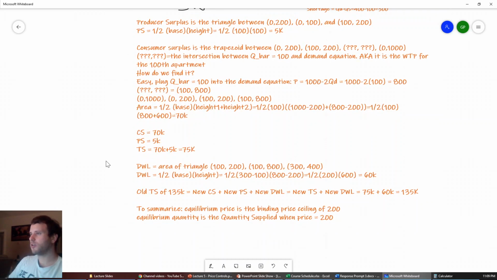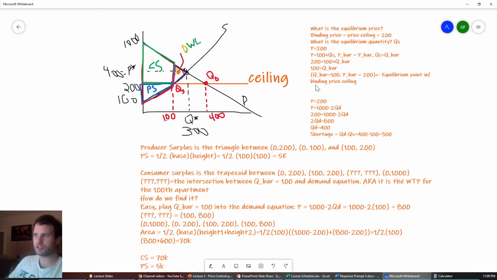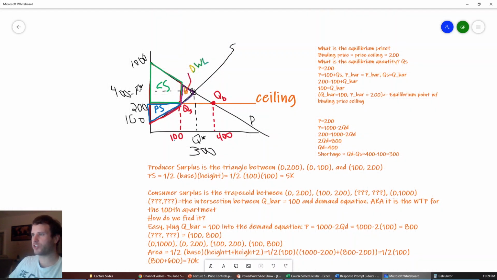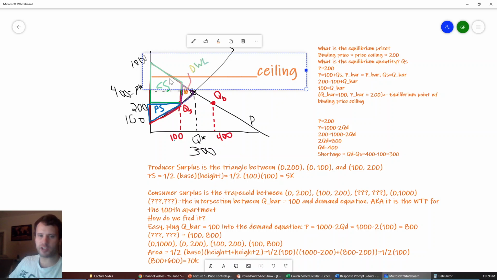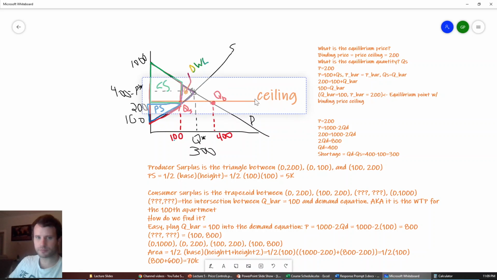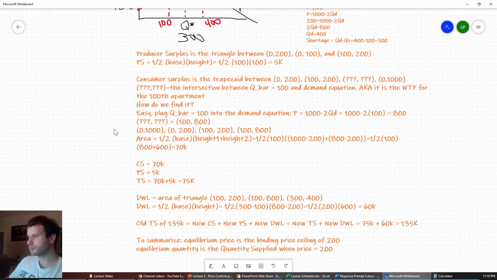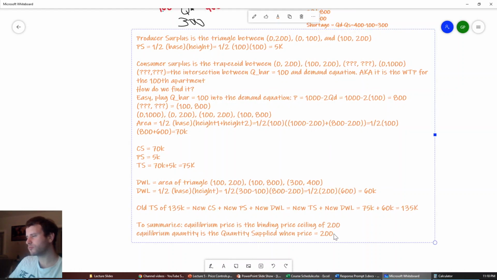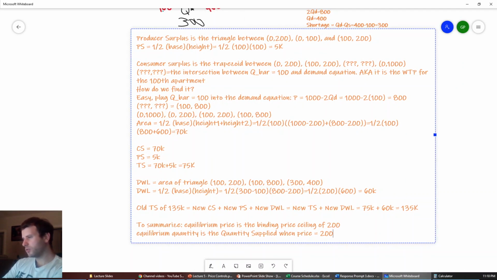That's where the ceiling intersects first, okay? If we had a binding price floor, presuming this word said floor, it would intersect the demand curve first, so quantity demanded would be the one that matters. So we'll call that Q bar is equal to 300? Nope, it was 100. Okay.